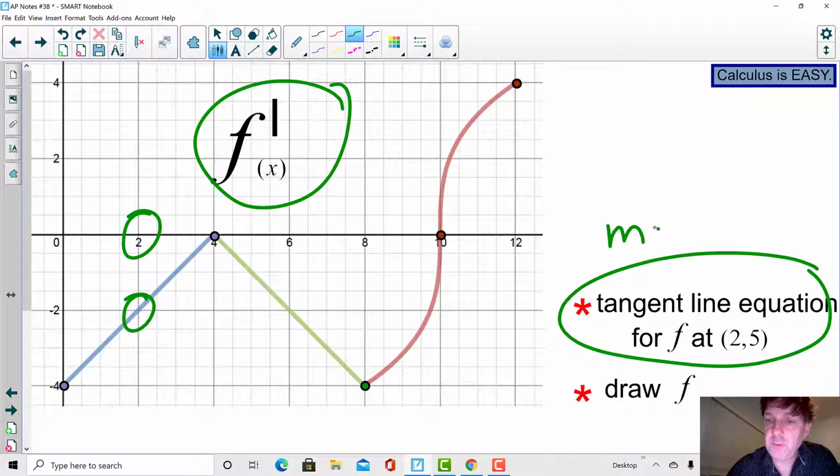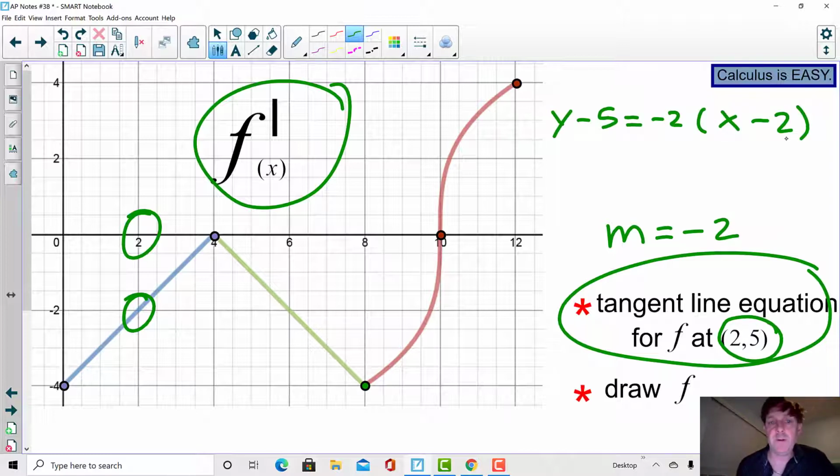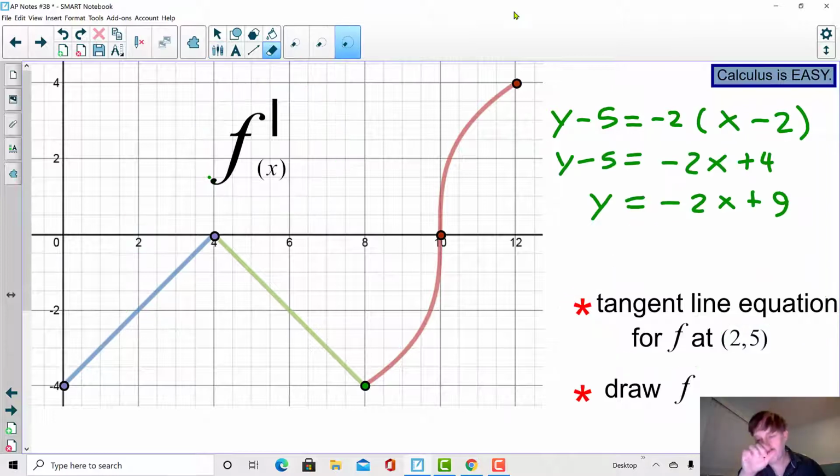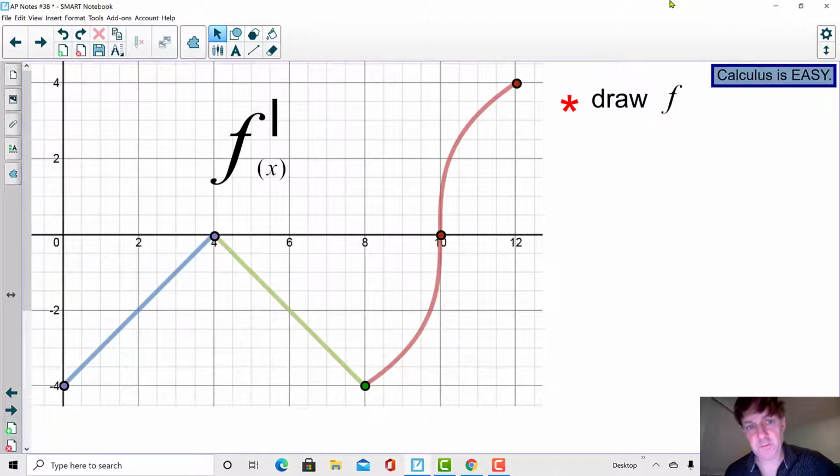So we're going to say our slope is -2, and we'll use our point of 2, 5. Equation of our line is going to be, and you can stop there, but a lot of people like to solve it for y, so let's do that. Okay, there we go. That's the equation of the tangent line on the function f at the point x equals 2, y equals 5.